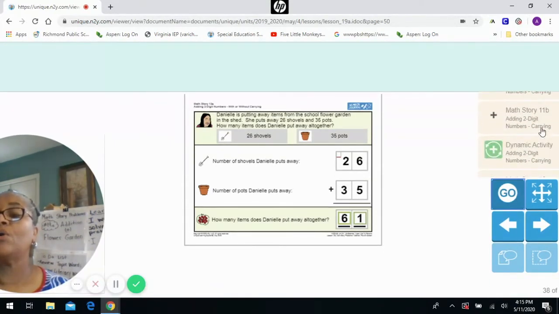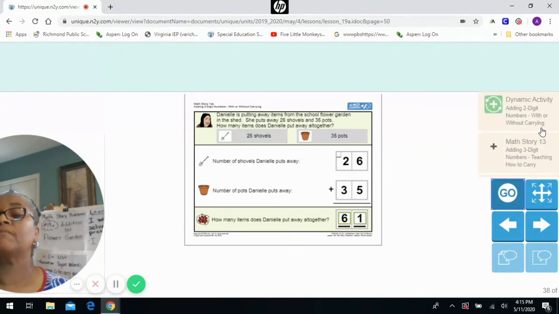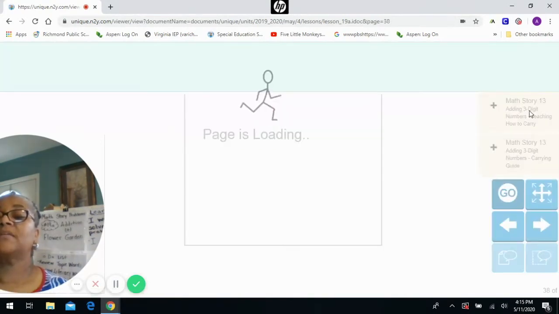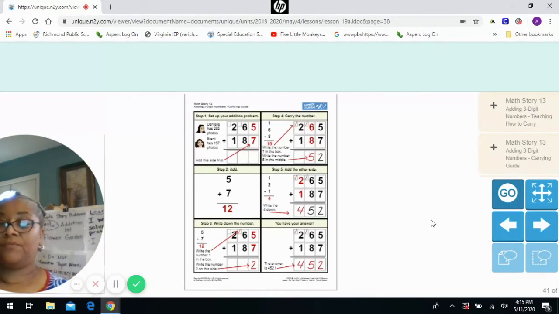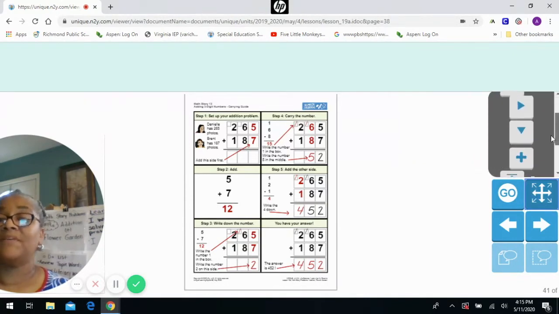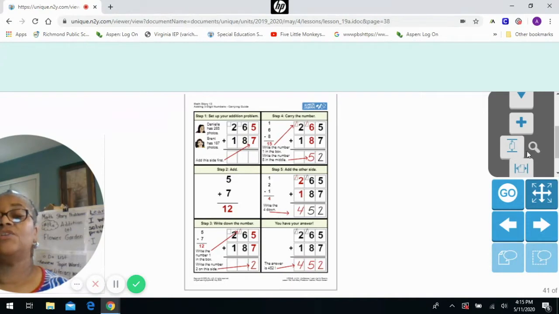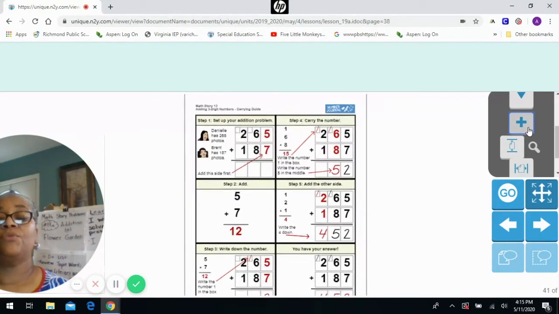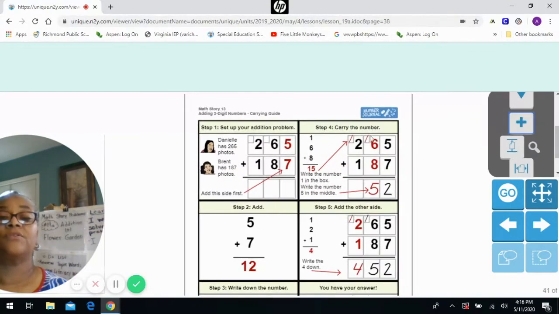Let's do a carrying without the calculator. Let me make that larger, because sometimes you may not have a calculator and you may need to add it without the calculator. So you set up your addition problem. Now this is a 3-digit number, and we're in the hundreds place now, because we have our ones, our tens, and our hundreds.